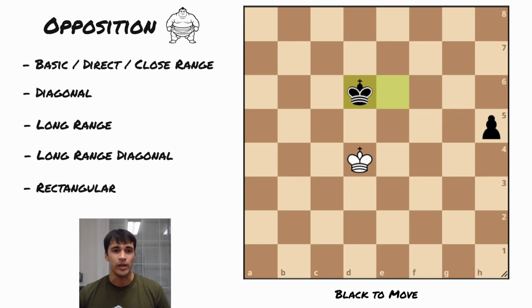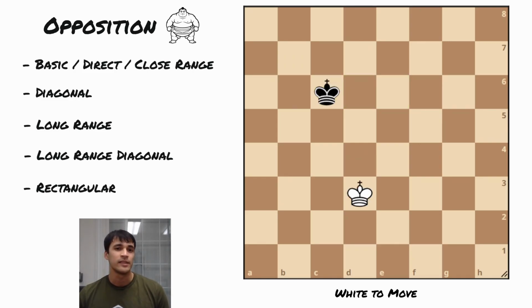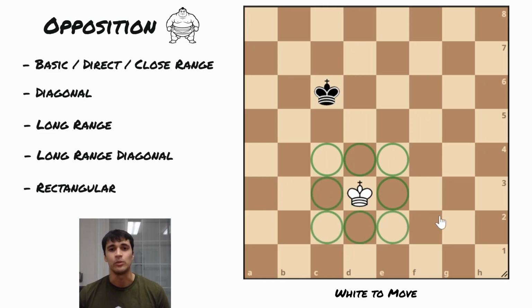Now let's go to another pop quiz here. In this position, it is white to move. It's pretty obvious that white does not have the opposition, but the question is, which moves will give white the opposition? So white has 8 squares where he could potentially move his king. So of these 8 moves, which moves will allow white to take the opposition? So try to figure out which moves give white the opposition.